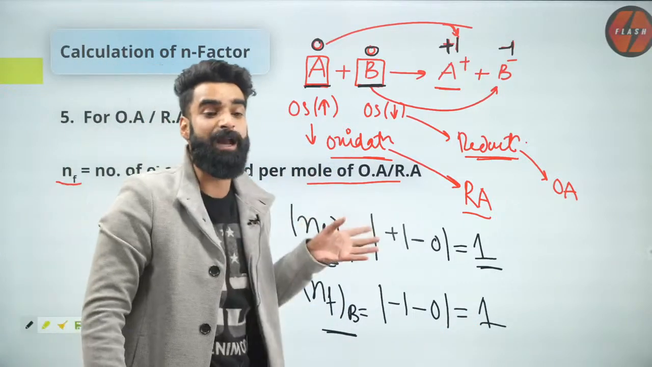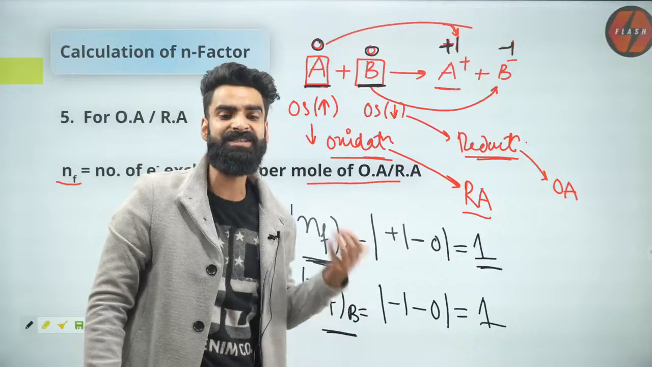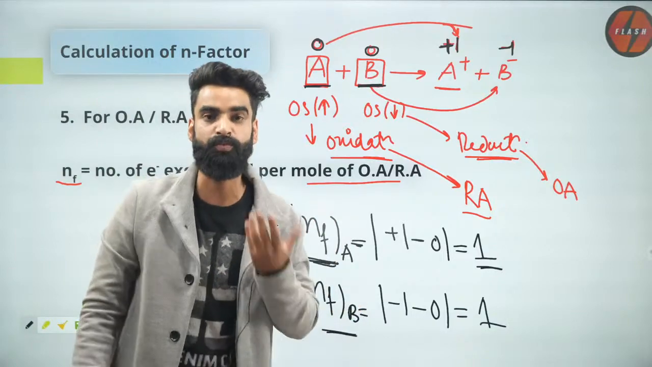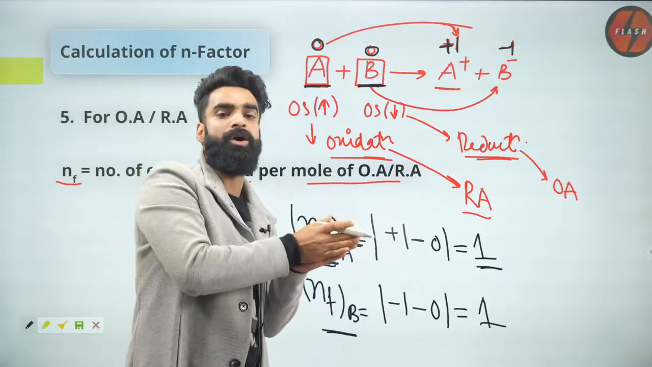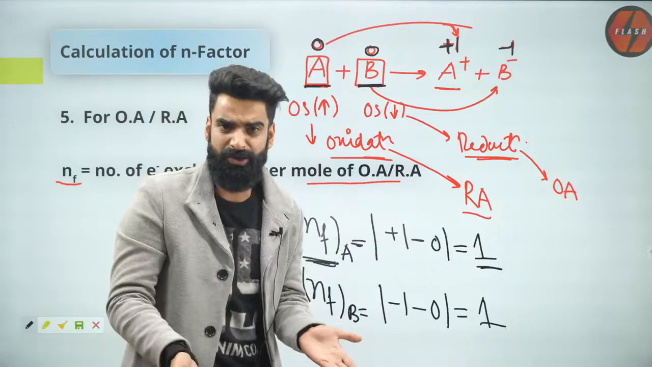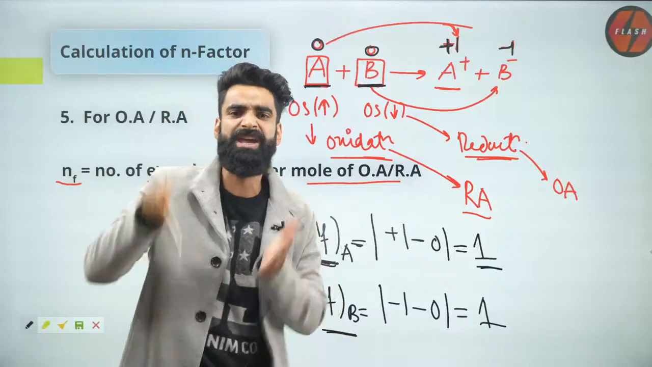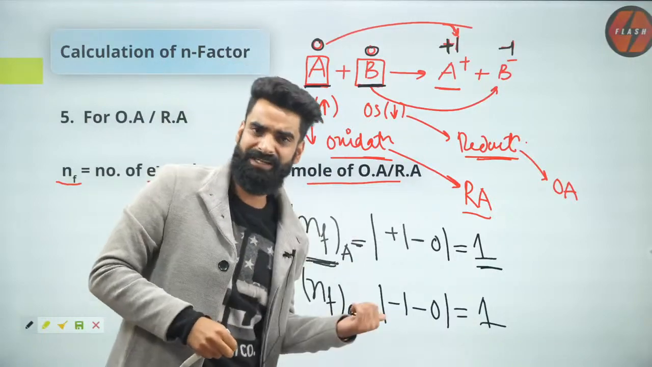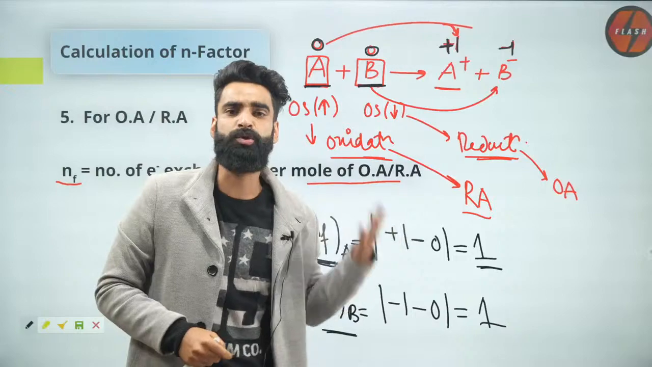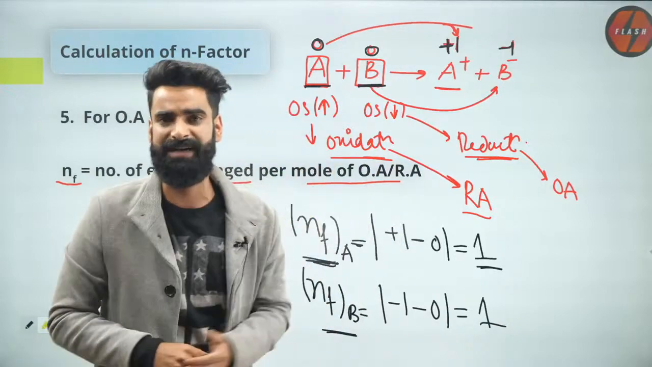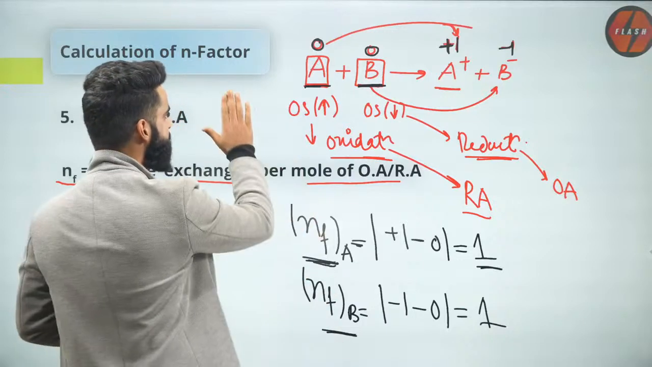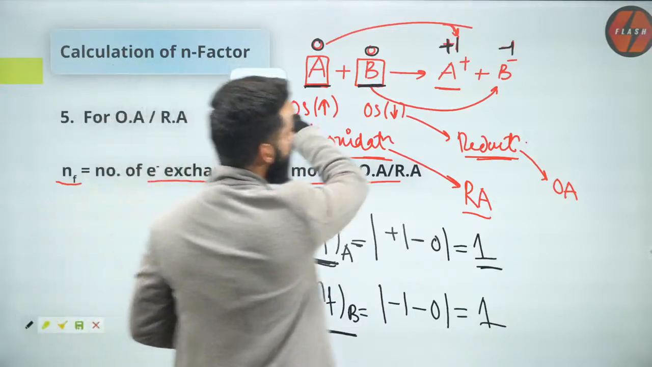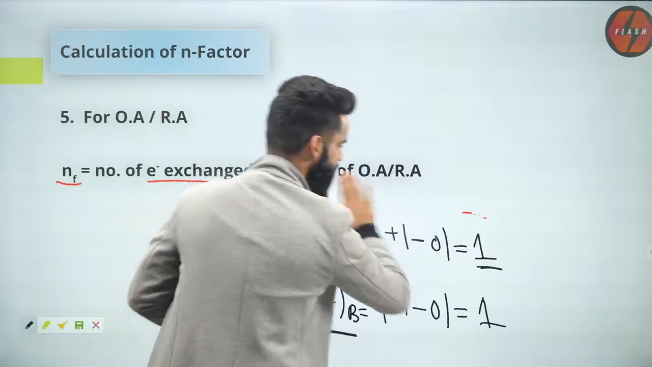So this is how we calculate the n factor of oxidizing agents and reducing agents. Very, very simple. You just have to calculate the change in the oxidation state of the oxidizing agent or reducing agent, and whatever the change in the oxidation state is, that's going to be the n factor of that oxidizing or reducing agent. Okay, I'm giving you a few more examples. With that, things will get clear to you.